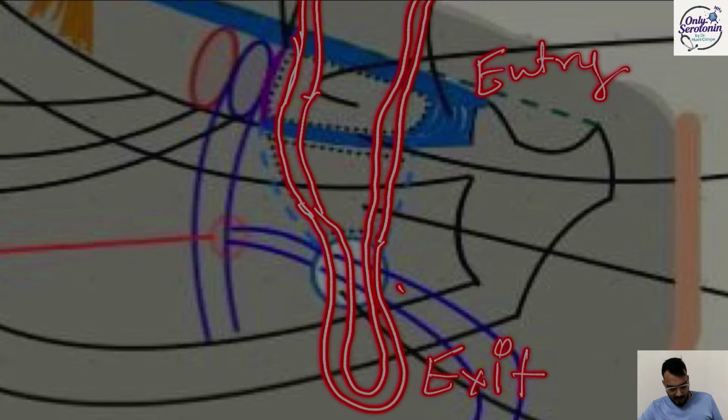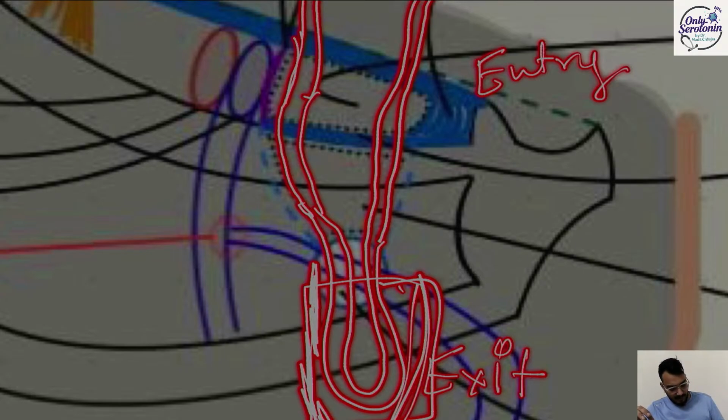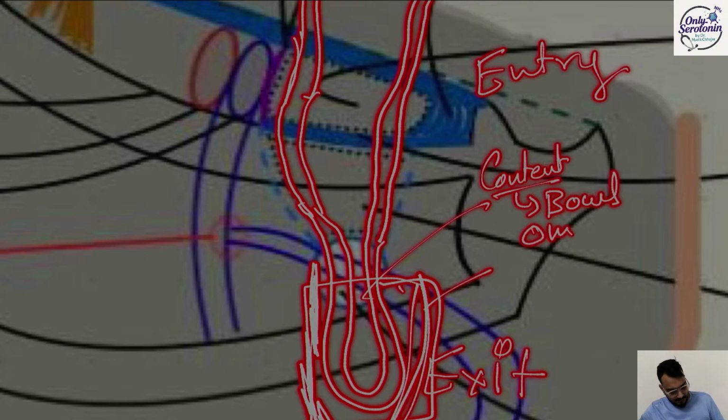Okay. Now, what is this content, guys? And this content is also covered with a layer. So the layer of this content as well as the content, both of them are your exam question, guys. So the content is made up of what? Content is made up of either the bowel or the omentum.